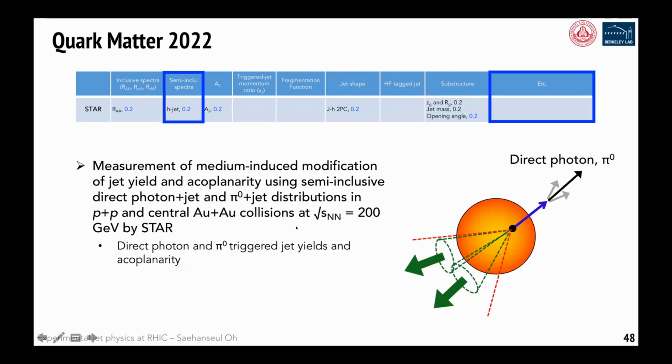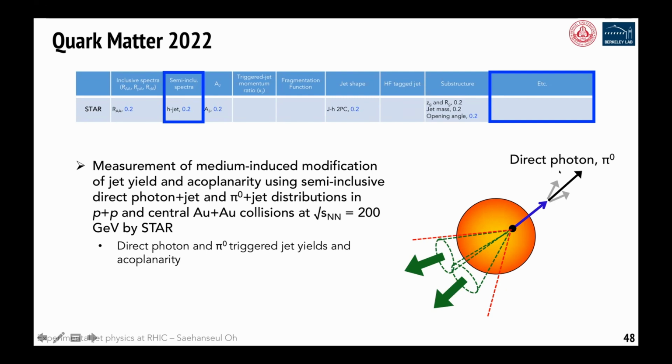And the next is the measurement of medium induced modification of jet yield and acoplanarity using semi-inclusive direct photon-jet and pi-zero-jet distributions in pp and heavy ion collisions. So it's the extension of what I mentioned earlier. We had preliminary results, and we hoped to have this result published before Quark Matter, but maybe not. Then we can show the preliminary results.